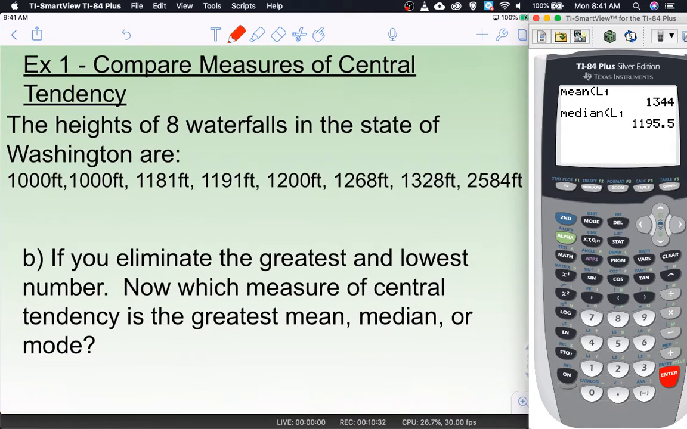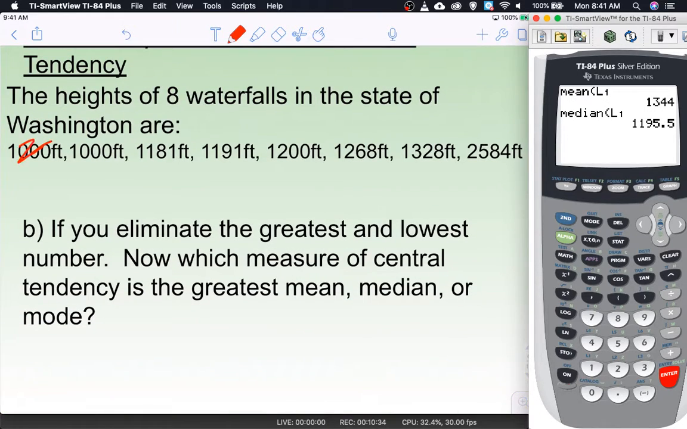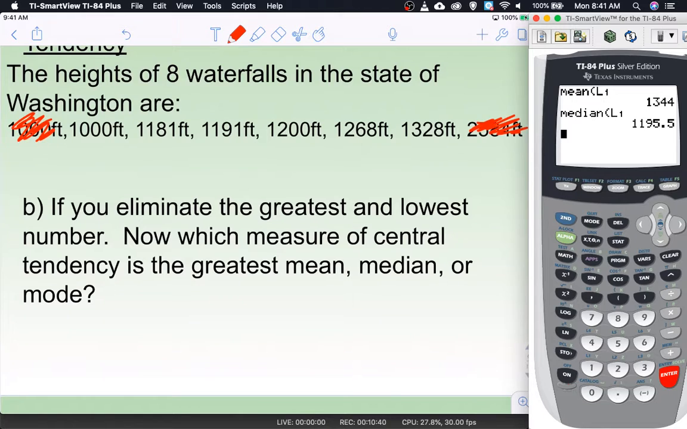So now if we got rid of the biggest and smallest number, one here and one here, now which measure of central tendency? Well, mean, median, mode. Well, now the mode, there is no mode. There's no number that happens more than once.